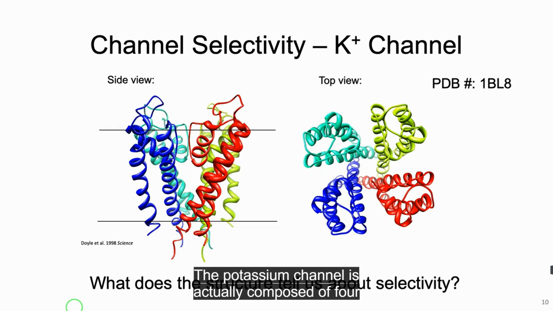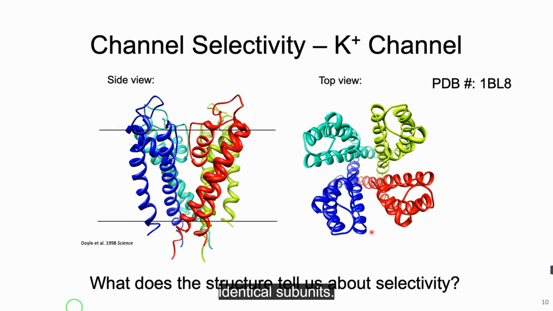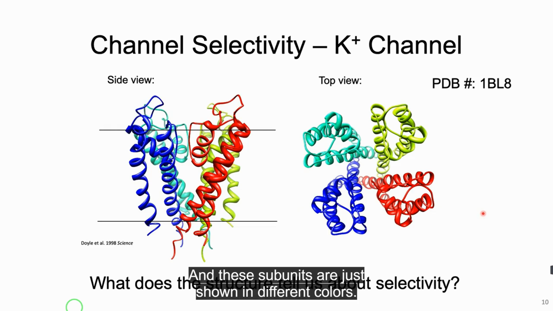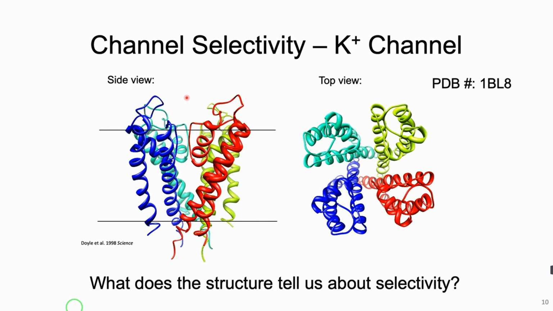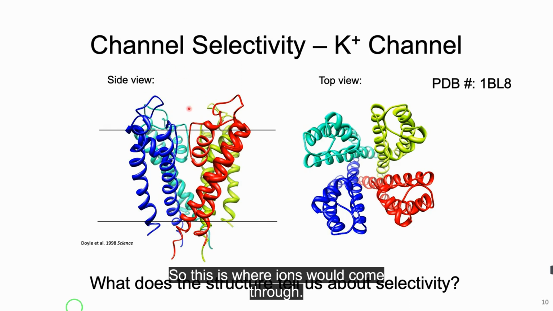The potassium channel is actually composed of 4 identical subunits, so it's a homotetramer. And these subunits are just shown in different colors, either in this side view over here, where these lines represent the lipid bilayer, or the top-down view. When these 4 subunits come together, it forms this cone shape, where the larger opening up here is actually facing the outside of the cell. So this is where ions would come through.